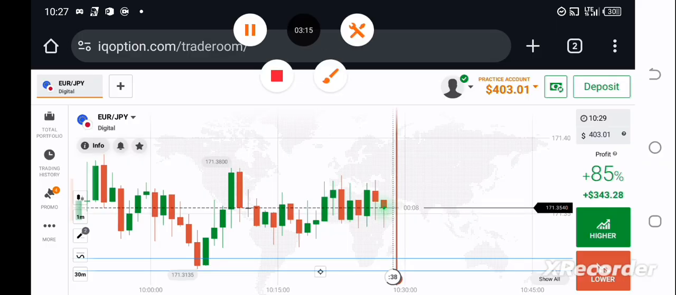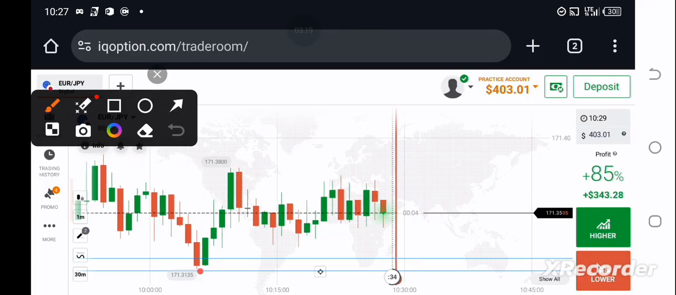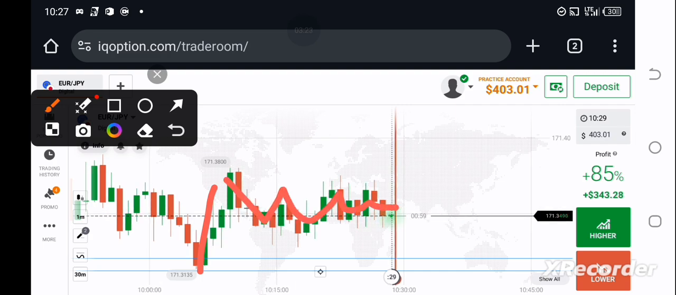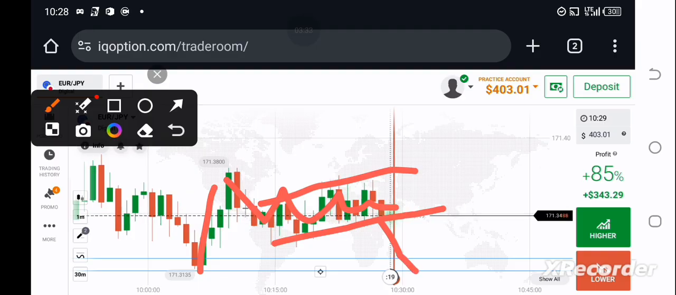Okay, so you can see the market is still trying to reach this area here. It's moving, like the market is ranging right now. You can see it is moving in this pattern. So if we can get a breakout of the lower side, it will get to this level. If it breaks upward, it will continue to go higher.